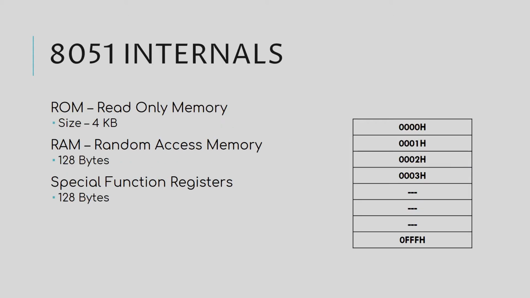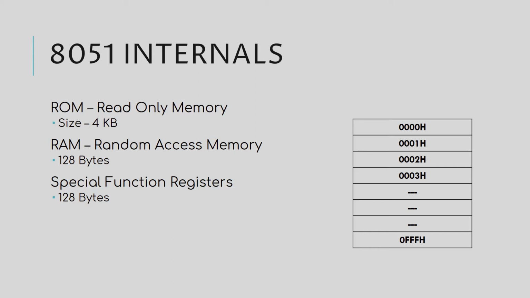So I have told you earlier that in 8051 there are two types of memories. One is ROM. ROM is a permanent memory, it's non-volatile. So when power goes off, ROM still holds the contents. So the ROM size here is 4 KB.